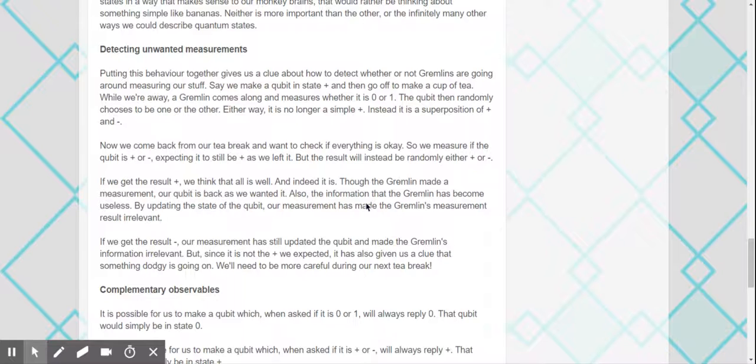Although the information that the gremlin has become useless by updating the state of the qubit, our measurement has made the gremlin's measurement result irrelevant. If we get the result minus, our measurement has still updated the qubit and made the gremlin's information irrelevant, but since it is not the plus we expected, it has also given us a clue that something dodgy is going on. We'll need to be more careful during our next tea break.